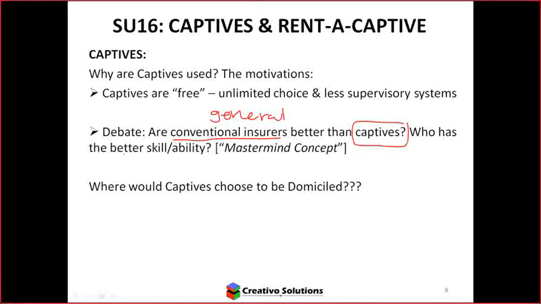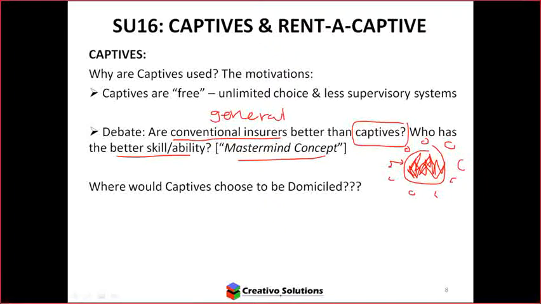Okay, so in terms of better skill and ability, it's called a mastermind concept, because a mastermind concept is where you have lots of different individuals all contributing toward that mind, that middle ground. Having expertise from many people creates a much better business, because you're sharing the knowledge, you're sharing the information. Will a captive share the knowledge and information with the parent company? Yes. Of course they would.